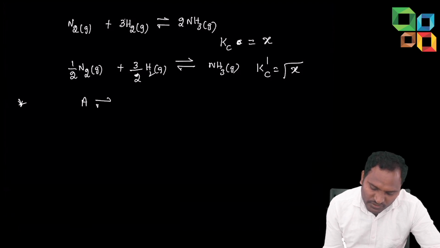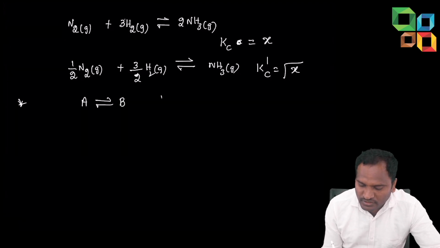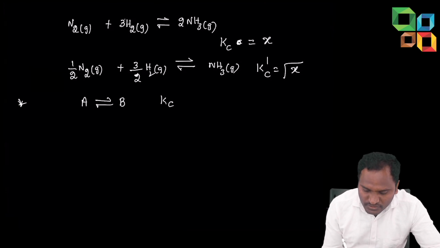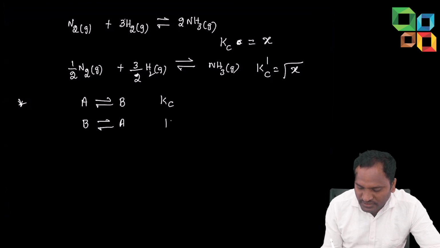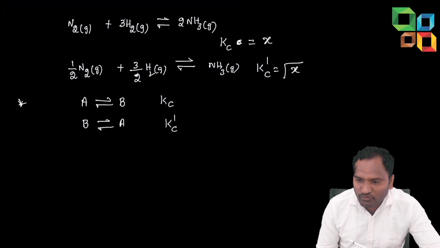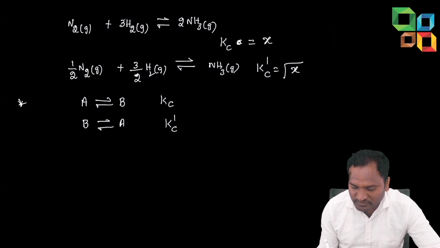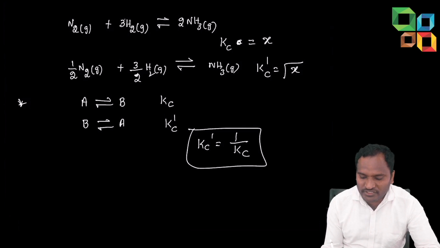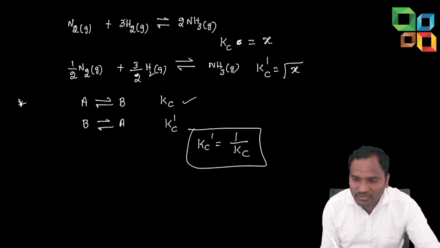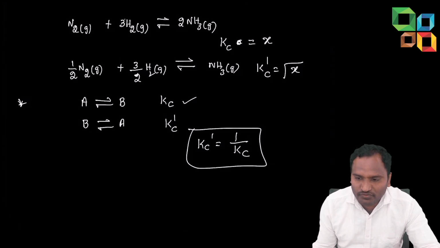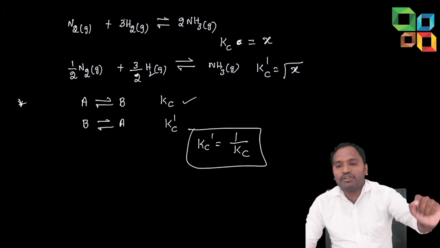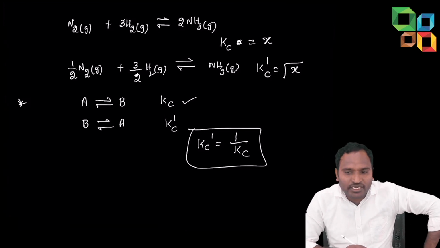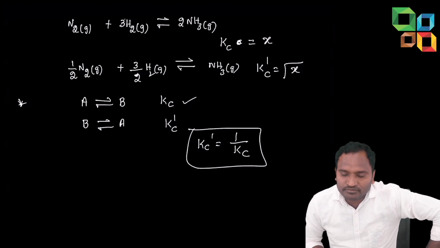A is in equilibrium with B, its equilibrium constant Kc. B is in equilibrium with A, its equilibrium constant Kc dash. Then what is the relation between Kc and Kc dash? Kc dash is equal to 1 by Kc. Forward reaction equilibrium constant you know, backward reaction equilibrium constant they are asking. So from this what we can say, equilibrium constants of forward and backward reactions are reciprocal to each other.